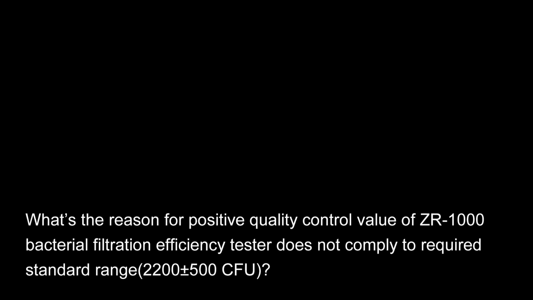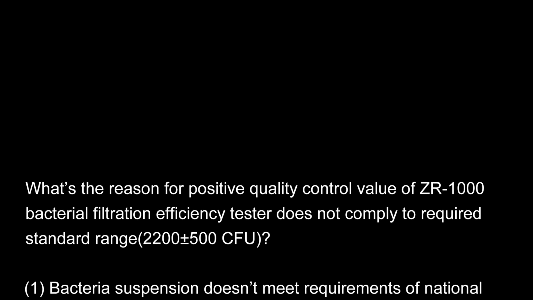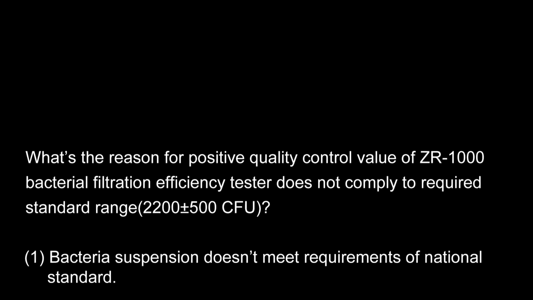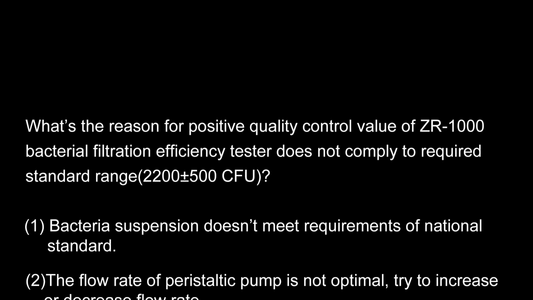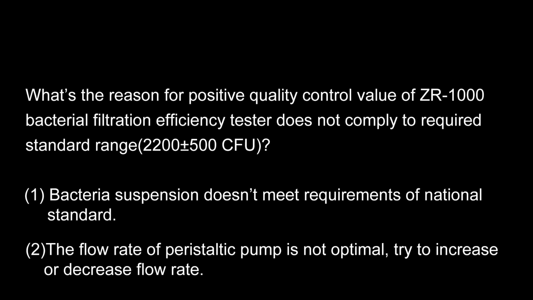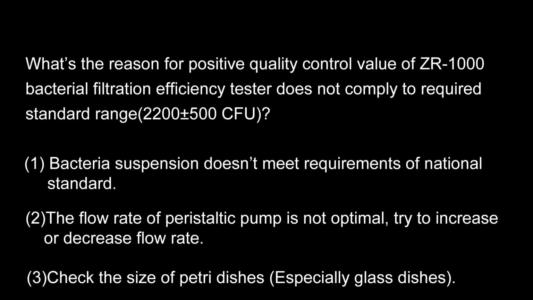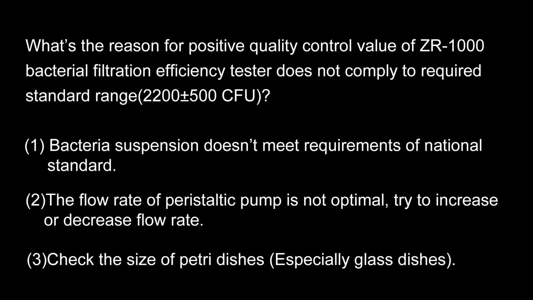What's the reason for a positive quality control value of the ZR-1000 Bacterial Filtration Efficiency Tester not complying with the required standard range, 2200 plus or minus 500 CFU? Bacteria suspension doesn't meet requirements of national standard. The flow rate of peristaltic pump is not optimal. Try to increase or decrease flow rate. Check the size of petri dishes, especially glass dishes.